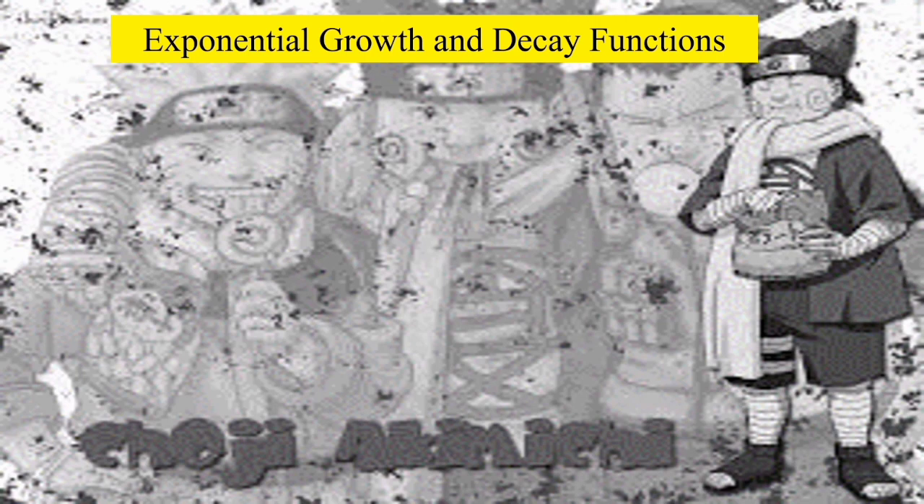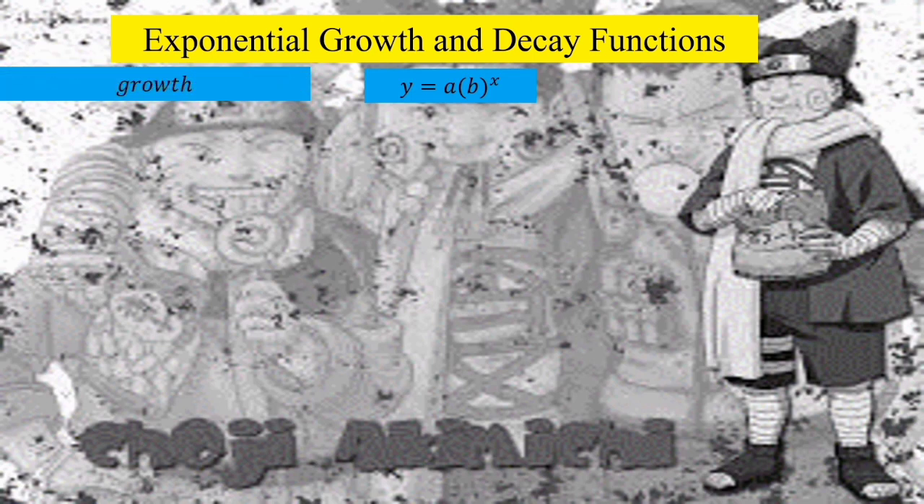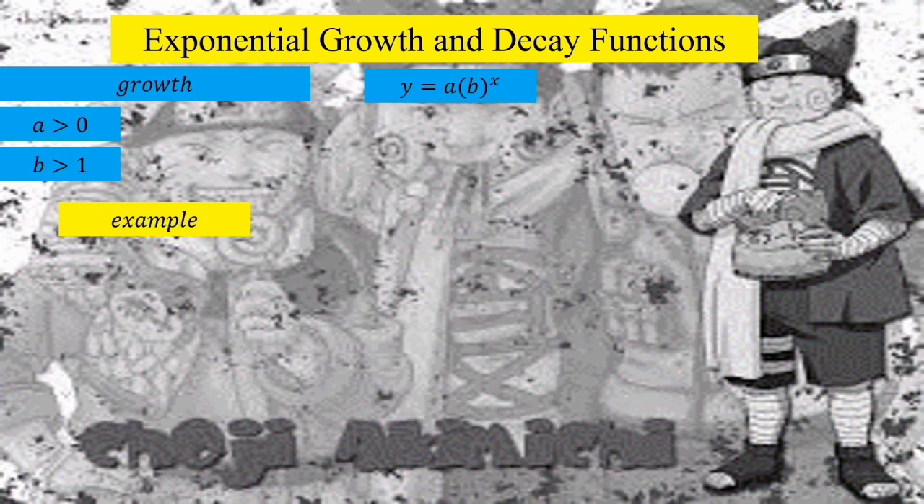Exponential growth and decay function. Our function is y is equal to a times b raised to the power of x. Sa exponential growth natin, class, your a should be greater than 0, b should be greater than 1. Let's have an example. Y is equal to 7 times 1.2 raised to the power of x. This is an example of exponential growth.